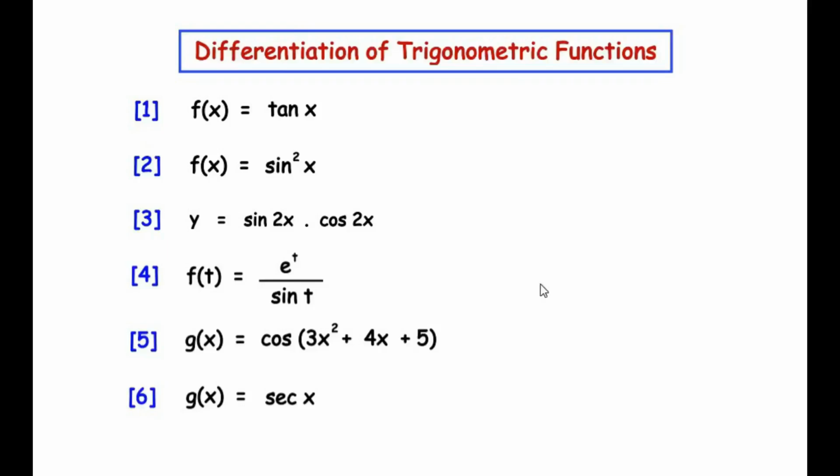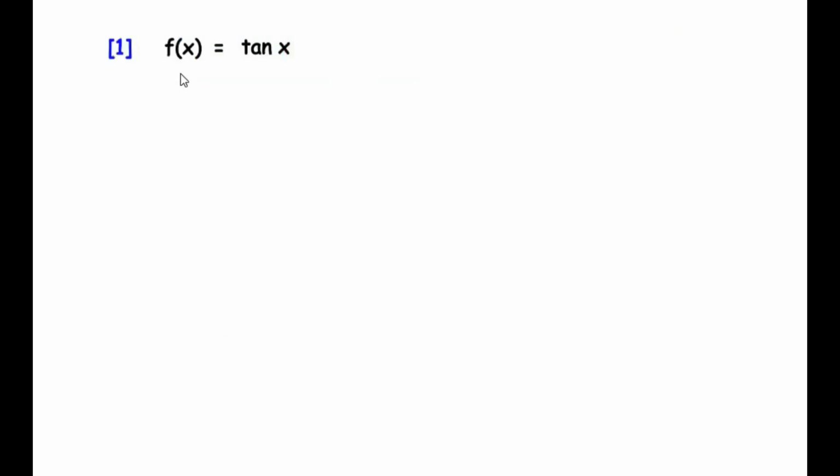In this video we are going to learn how to differentiate or find the derivatives of some trigonometric functions. So let us start with the first one. The first function is f of x is equal to tan x. So here we have to find the derivative or differentiate tan x with respect to x.